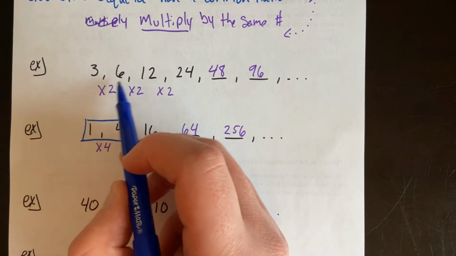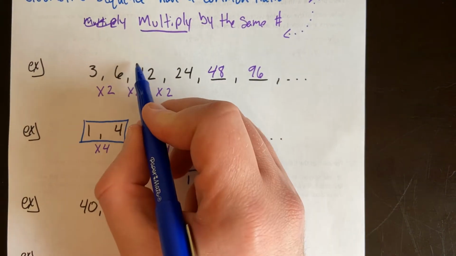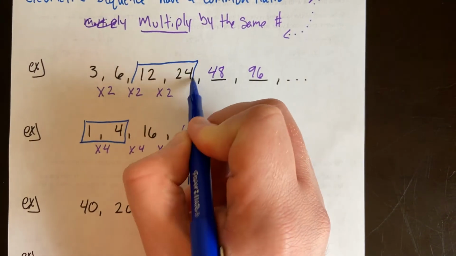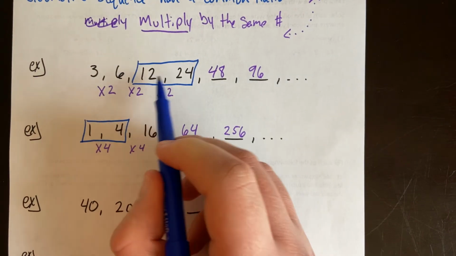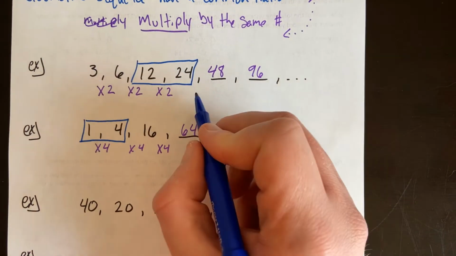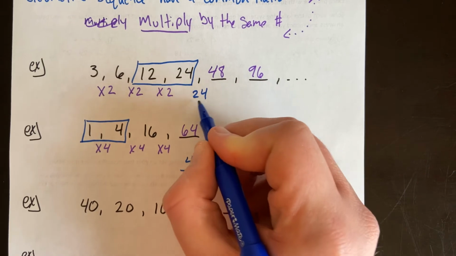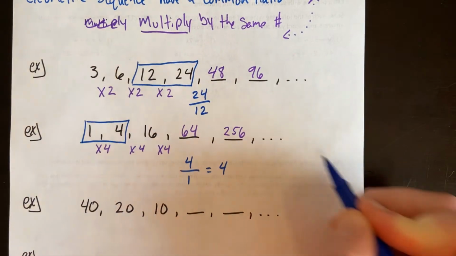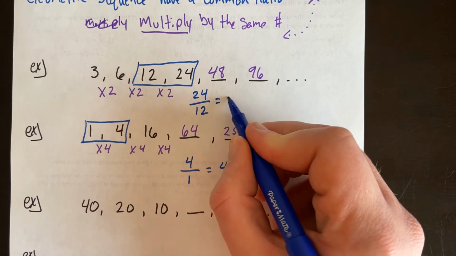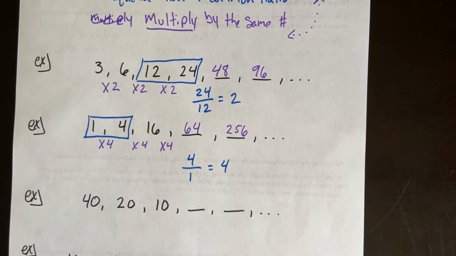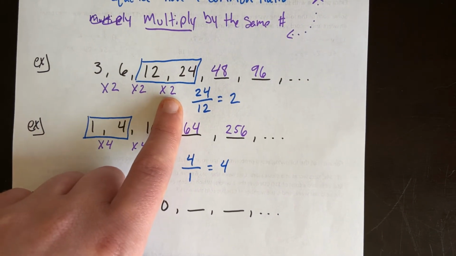And kind of using the first example as well. Remember, you don't have to do the first two. You can just find any consecutive numbers. So if I go from term 3 to 4 here, that fourth term divided by the third term, 24 over 12 is 2, which is exactly what our multiplier was.